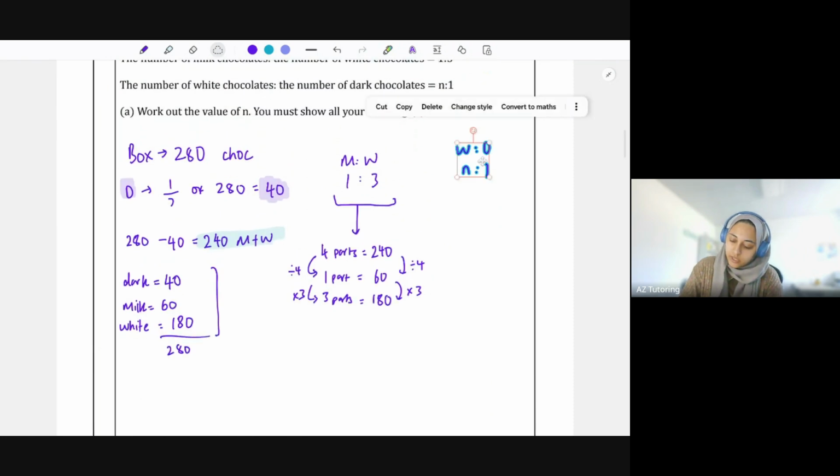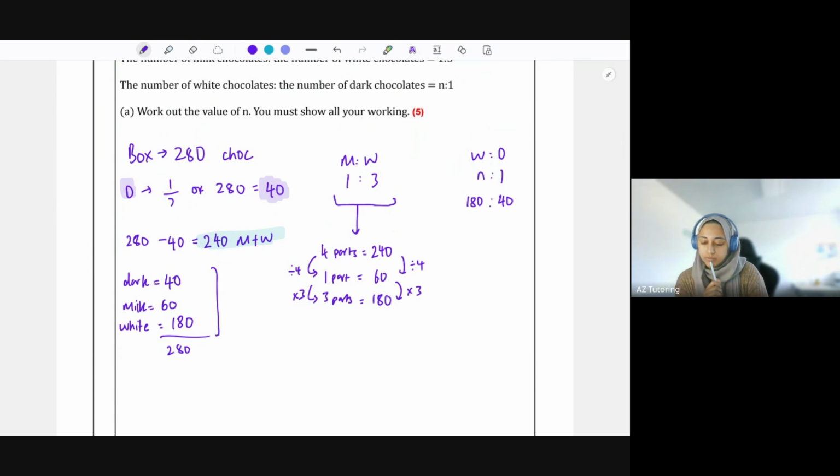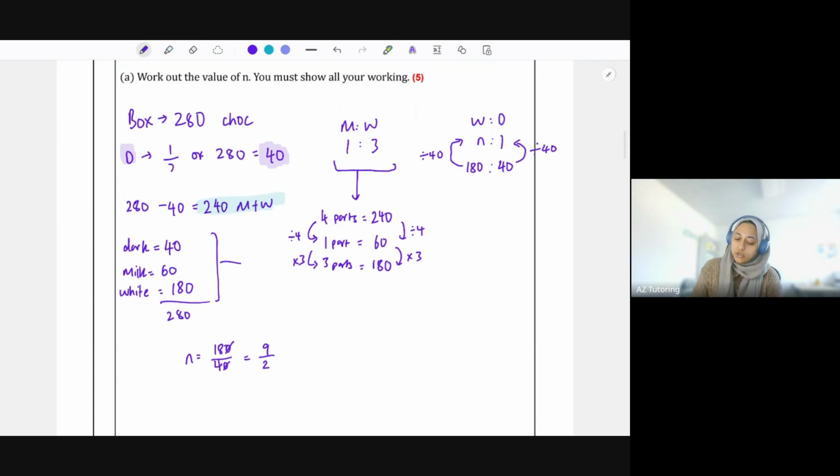Okay, so working with this one now, we know the number of dark chocolates in here are 40, and we know the number of white is 180. So we know that's the ratio using this here. So what we need to do is, how do we get from 40 to 1? Well, we divide by 40. So whatever you do to one side, you do to the other side. So we're going to do 180 divided by 40 to find n. So n equals 180 divided by 40. Cancel the zeros. 18 divided by 4, I can say 9 over 2. So n is just 9 over 2. Or you could say 4.5. You'd still get the answer for that.